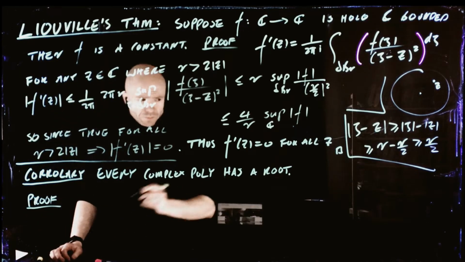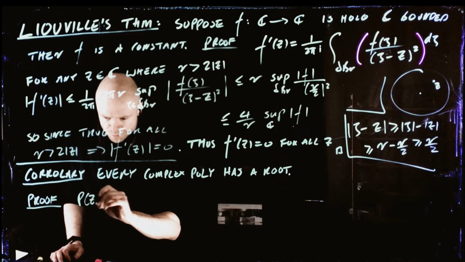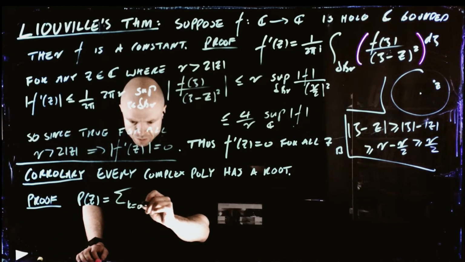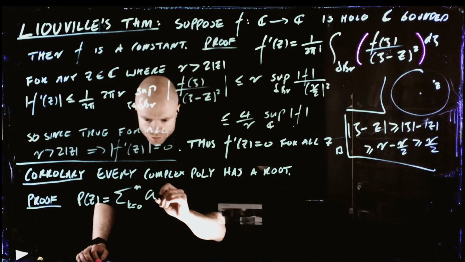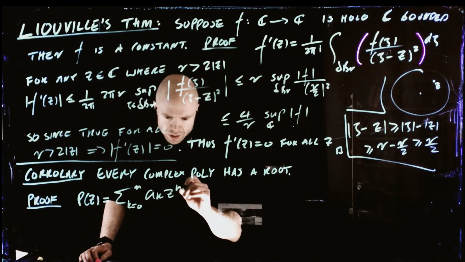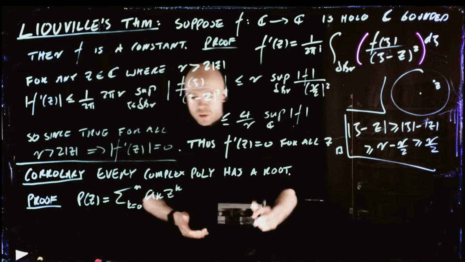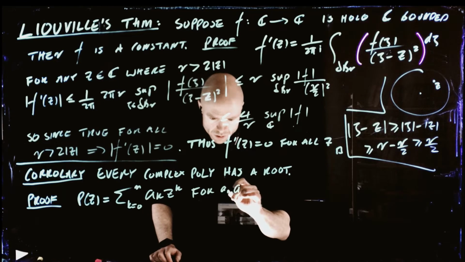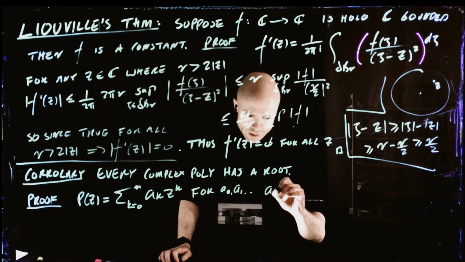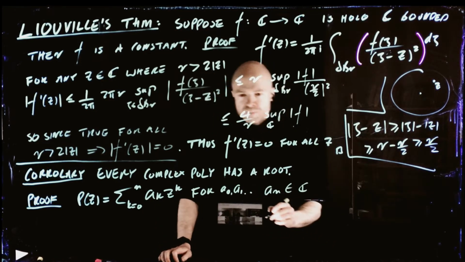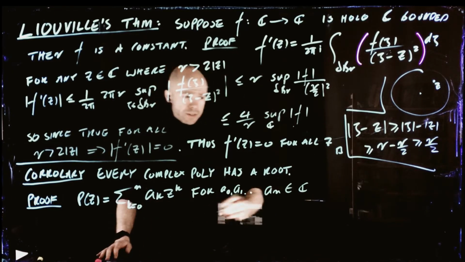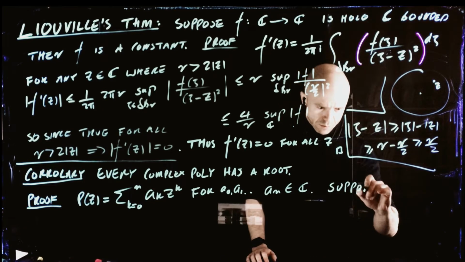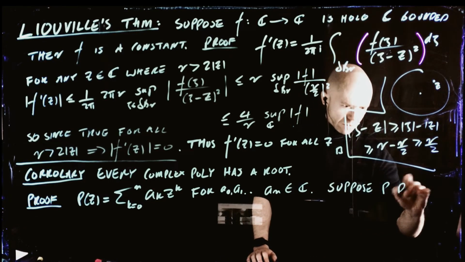Okay, so let P of z be a polynomial. So it's a polynomial. We can write it as the sum from k equals 0 to n of a_k z to the k, for some complex numbers a_0, a_1 to a_n, along with the complex numbers, right? Okay, and suppose it's false. Suppose it does not have a root.